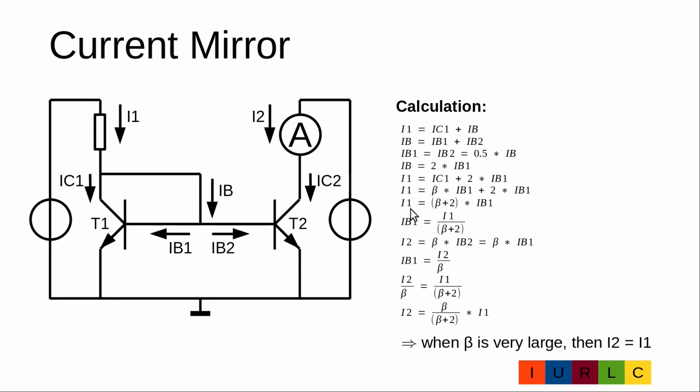Now we replace this IB1 by this term and get I2 divided by beta is I1 divided by (beta plus 2). We rearrange it to I2 and get I2 is beta divided by (beta plus 2) times I1. And now we see when beta is a large value, this term becomes 1, and we can say when beta is a very large value, then I2 is equal to I1.